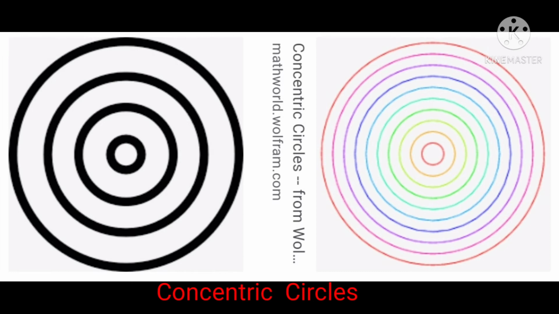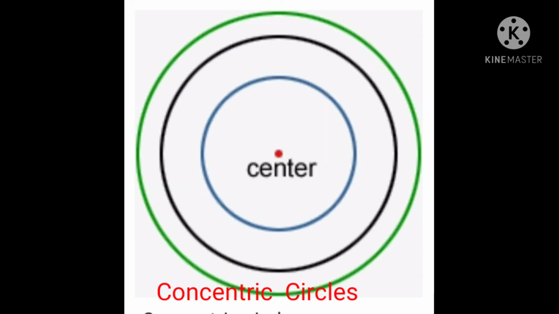Next is concentric circles. A number of circles drawn by taking the same center. That means the circles which have the same center are called concentric circles. See here the number of circles, but in all the circles the center is the same. So such types of circles whose center is the same, drawn by taking the same center, are called concentric circles. That means the circles with the same center.